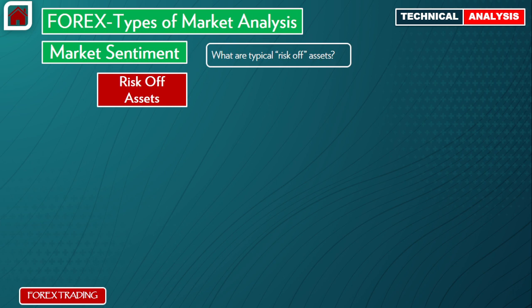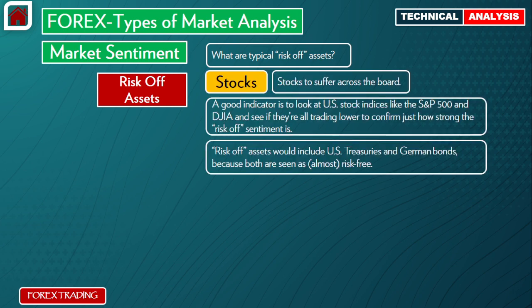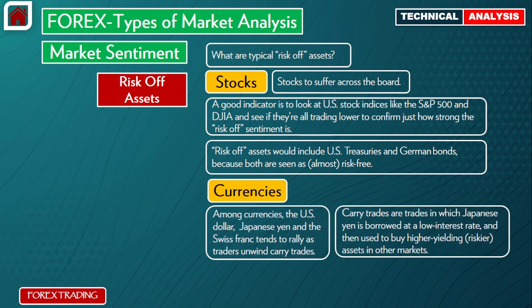So what are typical risk off assets? Number one, stocks. Stocks suffer across the board when it's risk off. A good indicator is to look at the US stock indices like the S&P 500 and Dow Jones and see if they are all trading lower to confirm just how strong the risk off sentiment is. And risk off assets would include US treasuries and German bonds because both are seen as almost risk free. And then we have currencies. Among currencies, the US dollar, Japanese yen, and the Swiss franc tend to rally as traders unwind carry trades.